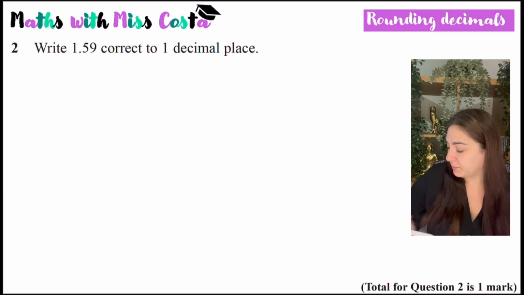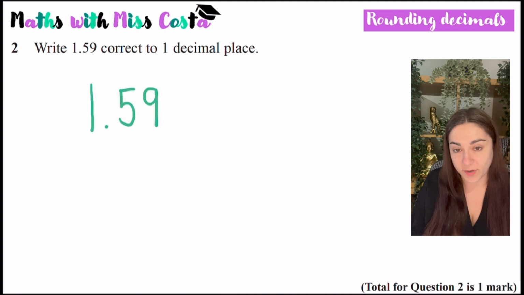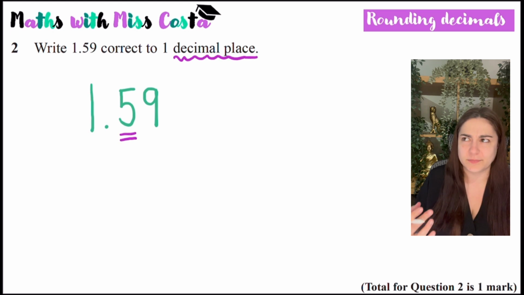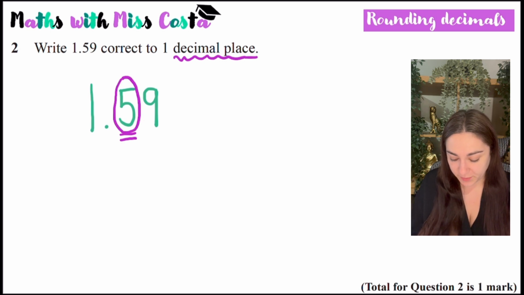Okay, next we've got rounding. So when we're rounding, it's asking us to round to 1 decimal place. So 1 decimal place means I'm interested in the first digit after the decimal point, which in this case is 5. So that's what I'm going to circle.